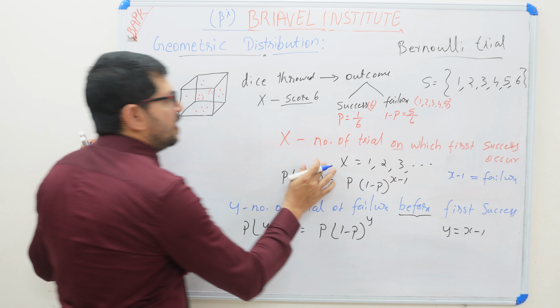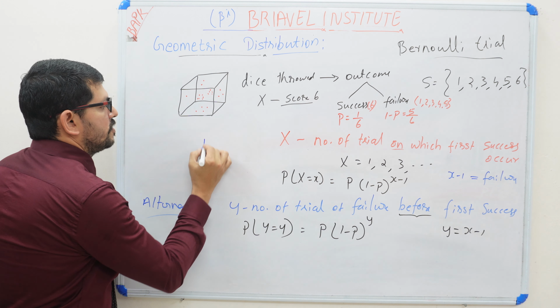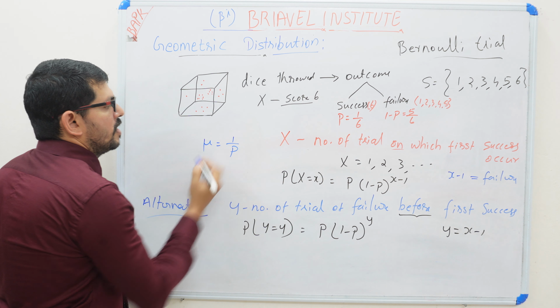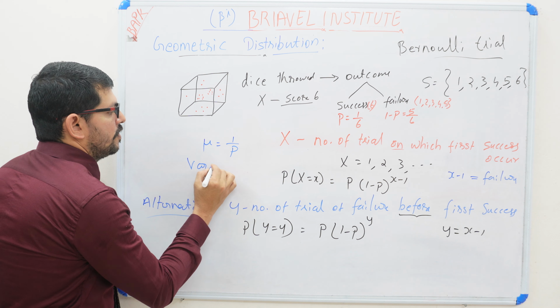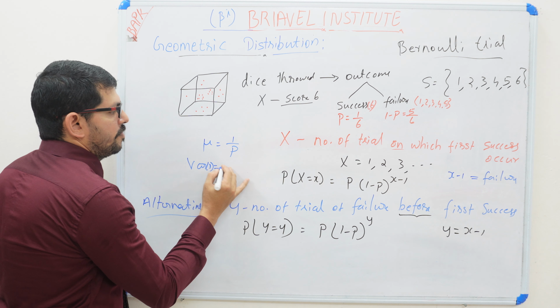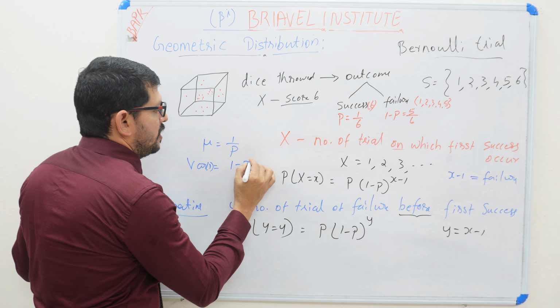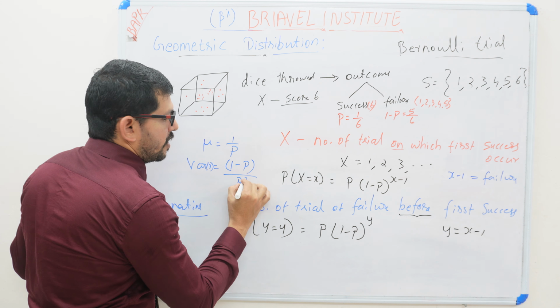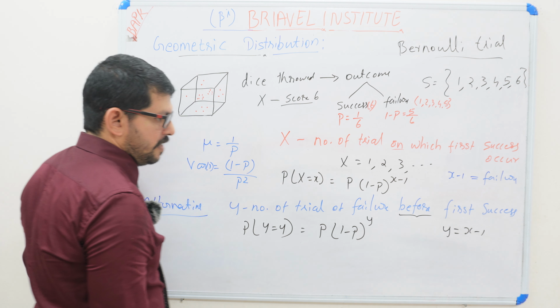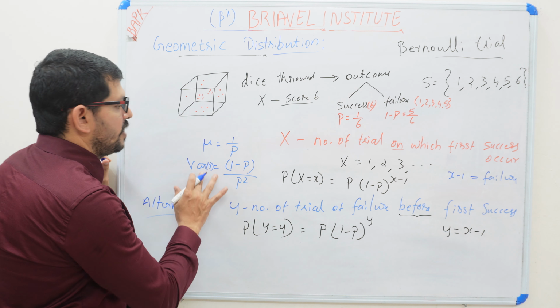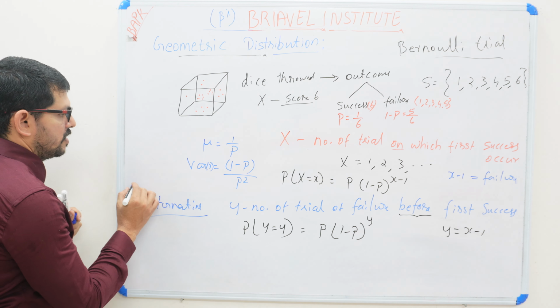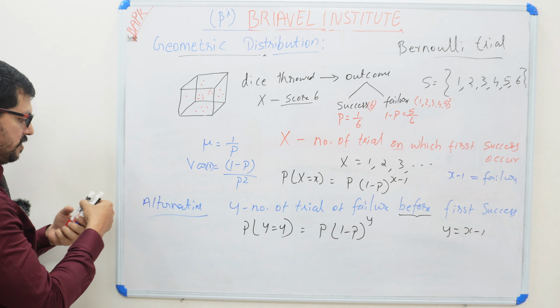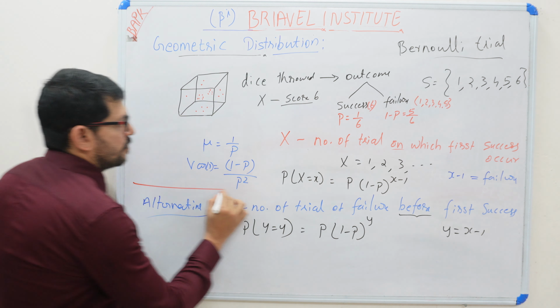Here what will be my mu? Here mu is equal to 1 by P and variance of S is equal to 1 minus P divided by P square. 1 minus P divided by P square. That is the variance. Here we have to draw the first case and the second case.